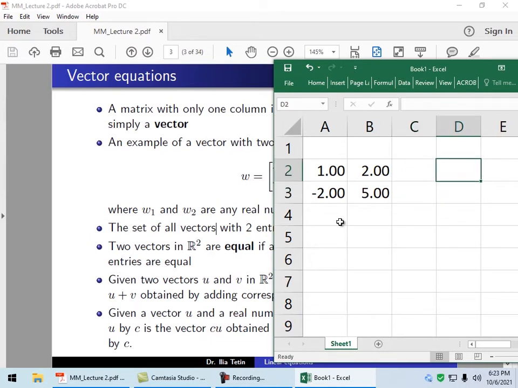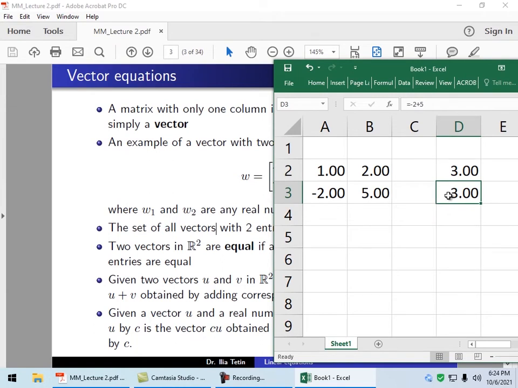In order to sum two vectors, we need to sum each of the entries, obviously. What will be the result here? Anyone? So first row, 1 plus 2, obviously, and the second row, minus 2 plus 5, and the result is 3 and 3. So this is the resulting vector.